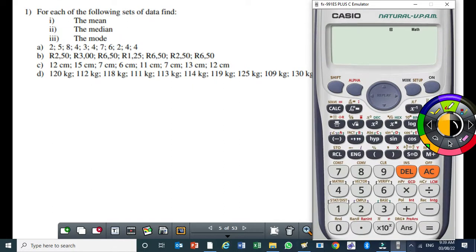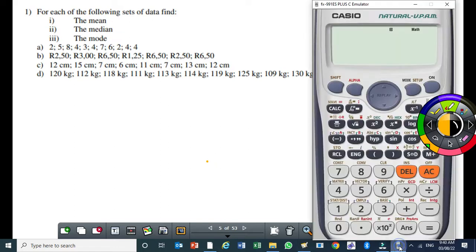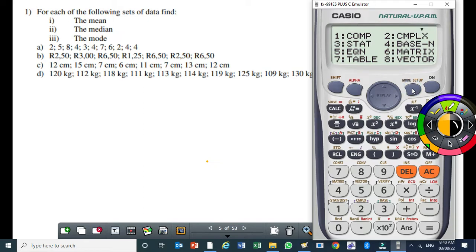Please make sure you pay attention, because the use of a calculator is very important in statistics. So if we want to use our calculator before we start going over the question, please go to mode. Then start. In this case it's number 3 for me. Since we are going to calculate the mean for a single data set, you choose 1-VAR. That is option 1.